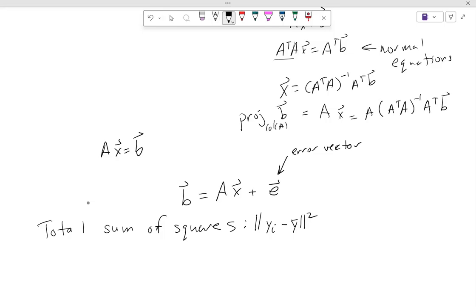Remember, I'll write this off to the side just so you remember. Remember that the magnitude of a vector, let me call it v, is the square root of the sum of the squares of the components. That's how we do magnitude.